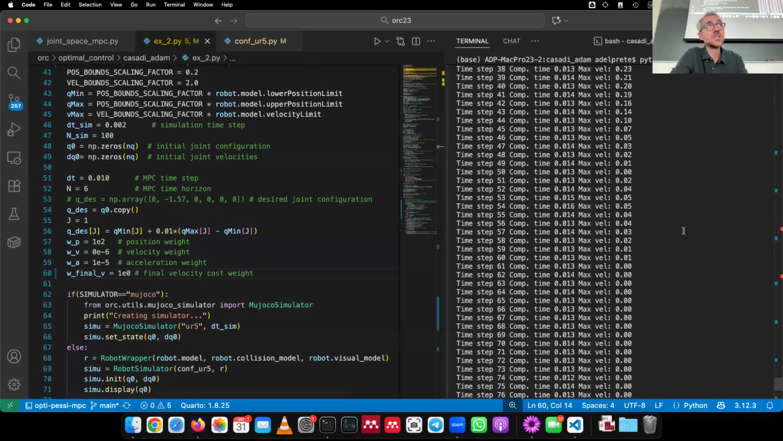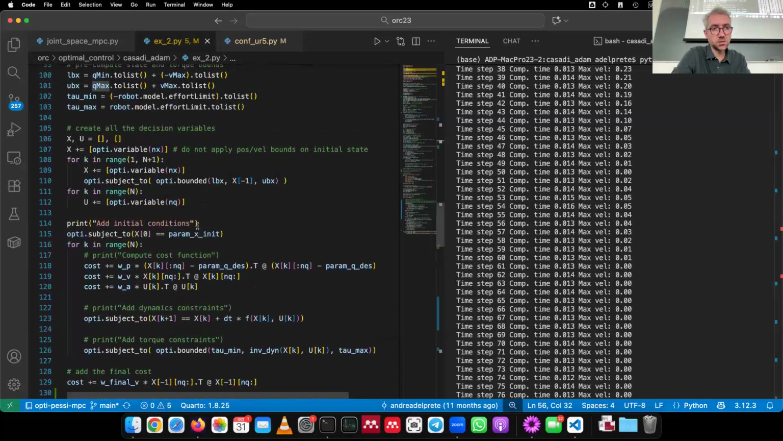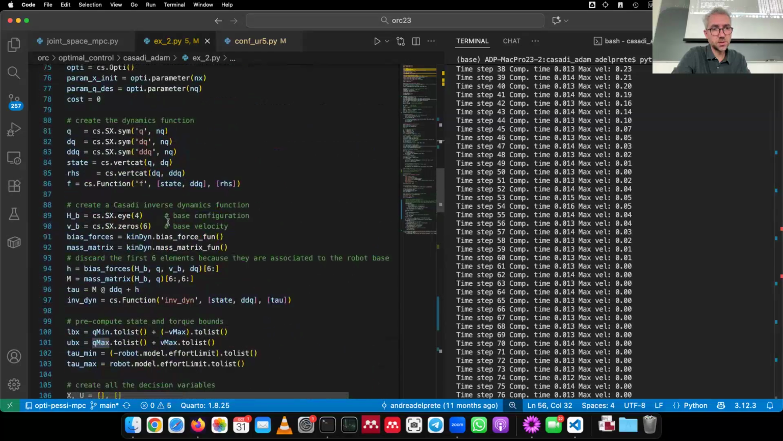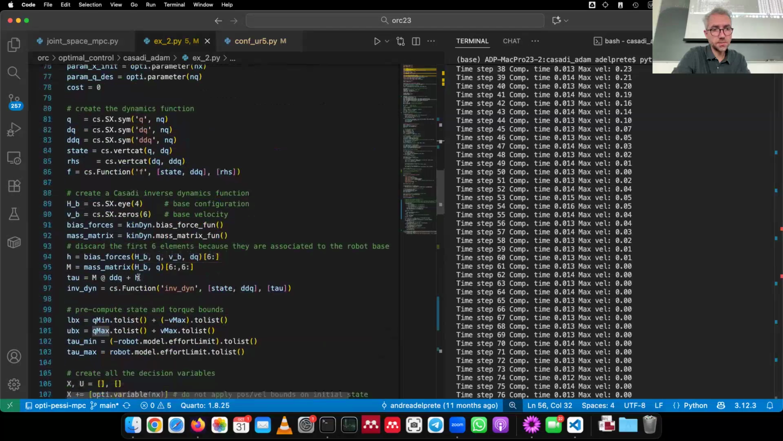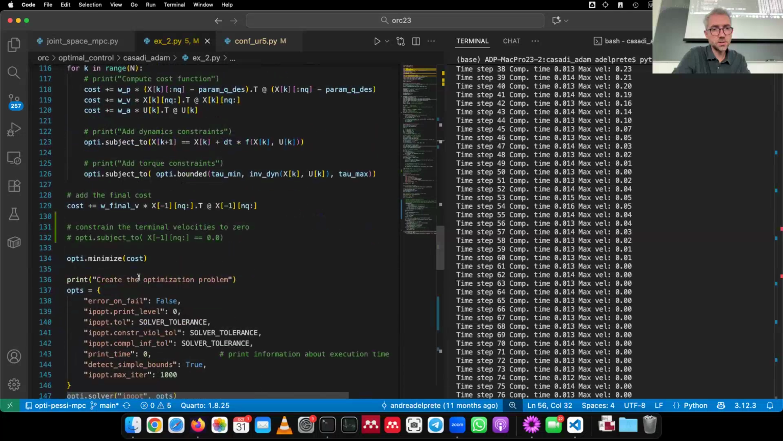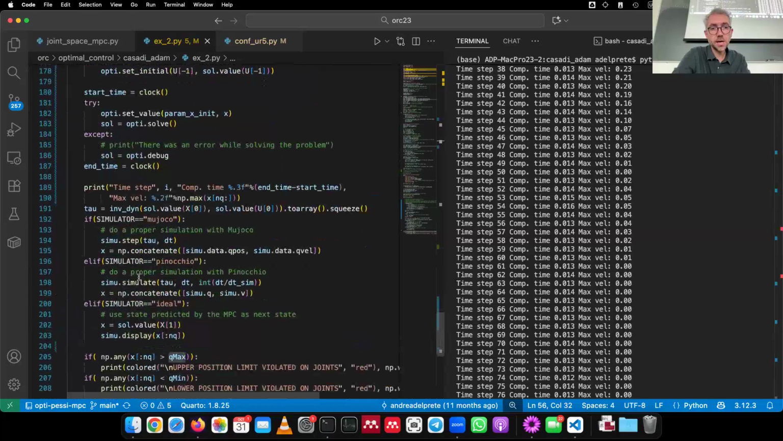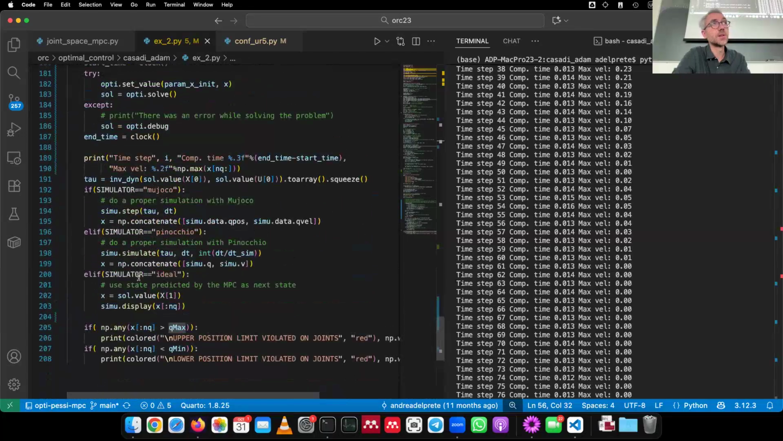So maybe we should look more at how much time it takes to reach the target. Maybe that's more significant. So let's think a moment. My target is in joint space, so it should be quite easy. I can simply compute the error and check when the error is below a threshold. I print something.